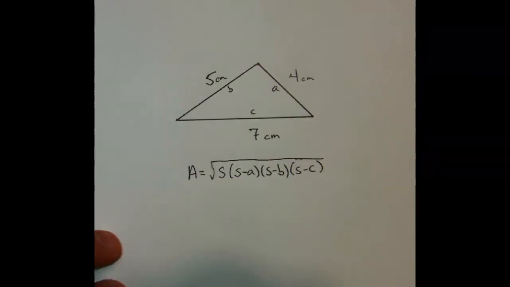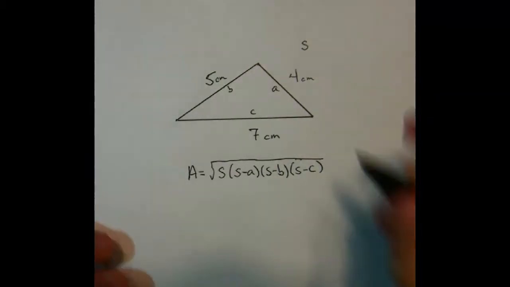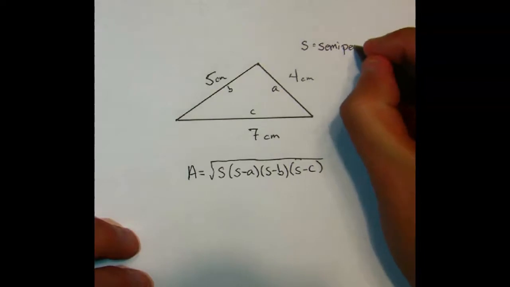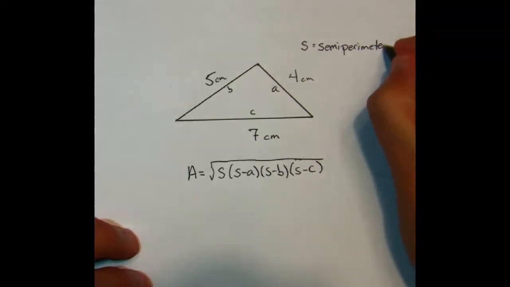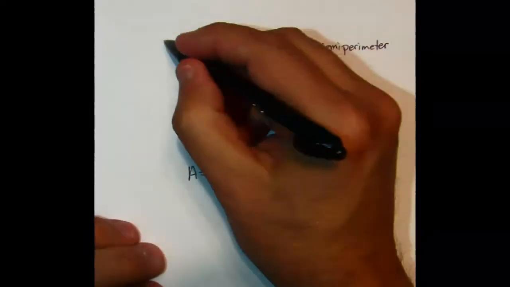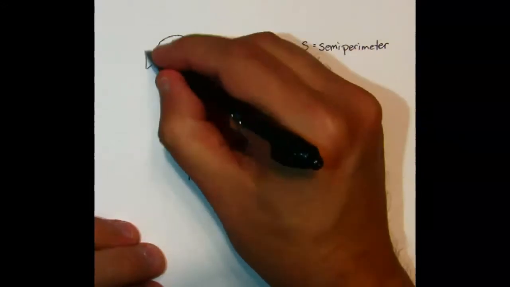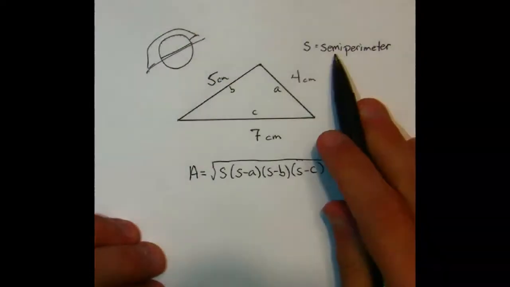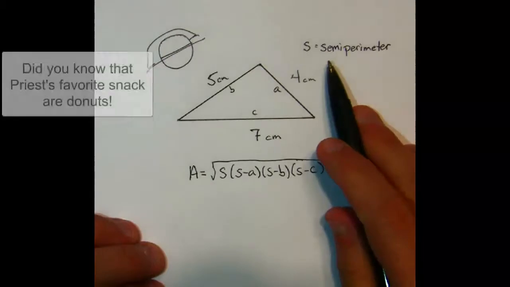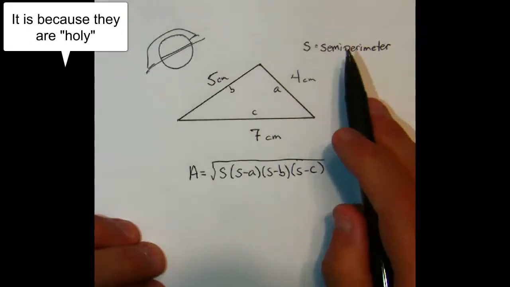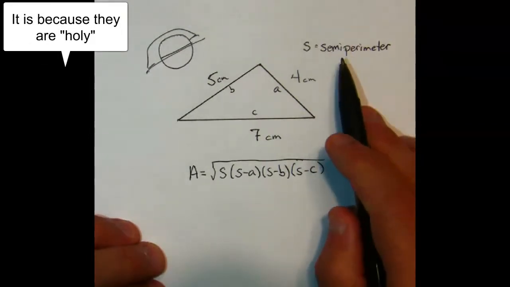Now, let's talk about the letter S. The letter S actually stands for semi-perimeter. Now, in geometry, you learned about a semicircle. Well, when you have a circle and you take half of that circle, you have a semicircle. Well, this means it's kind of the same. Semi-perimeter means you are going to take the perimeter of this triangle and then you're going to take half of it to create a semi-perimeter.